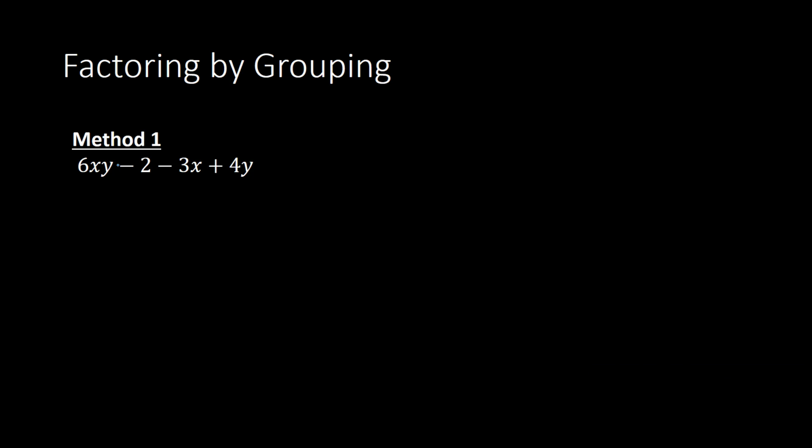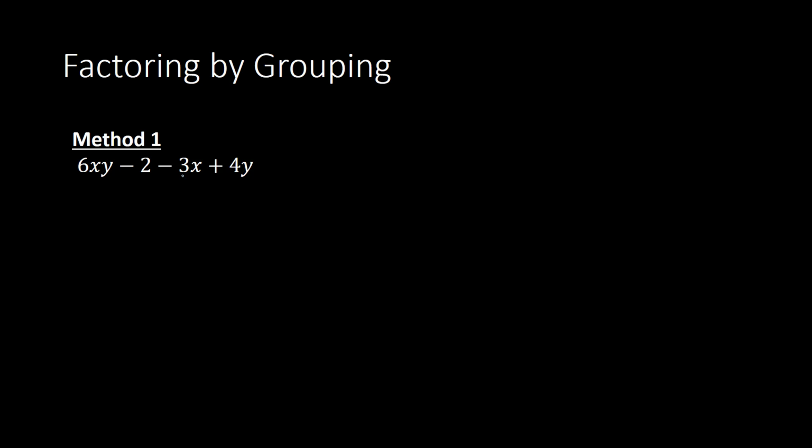So what I want to do, if you have something along these lines and you're told to factor by grouping, is group together 2 terms and then another 2 terms. There are different ways you can do this, different ways you can group together. So here's the first method, the first way you can group this.